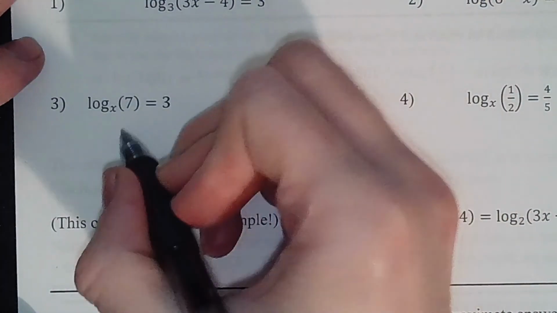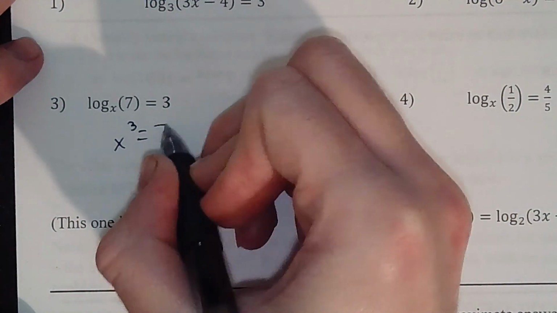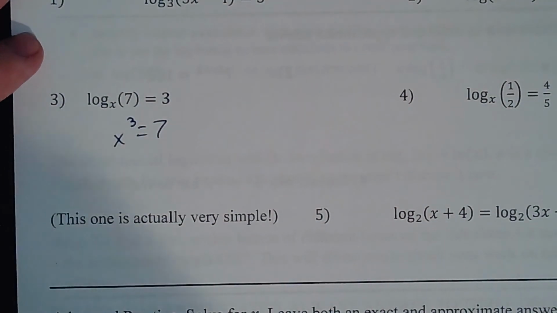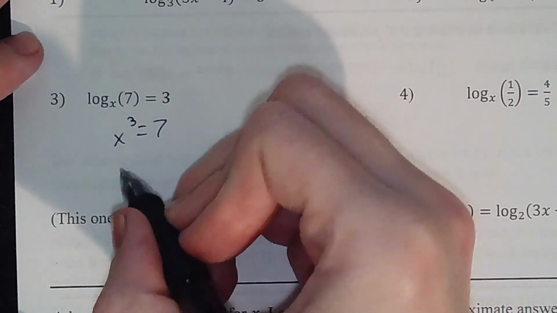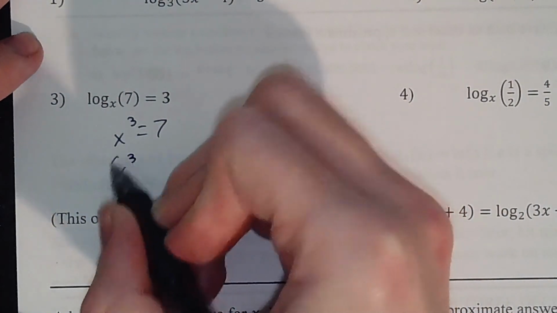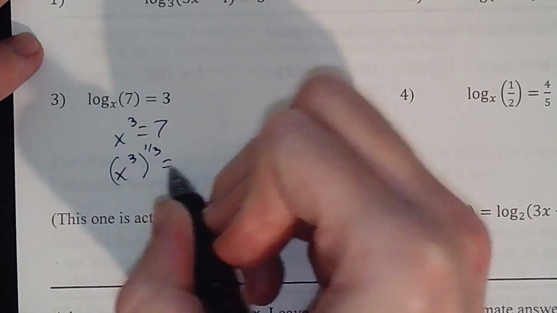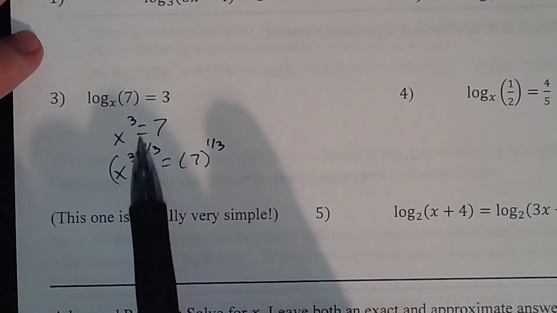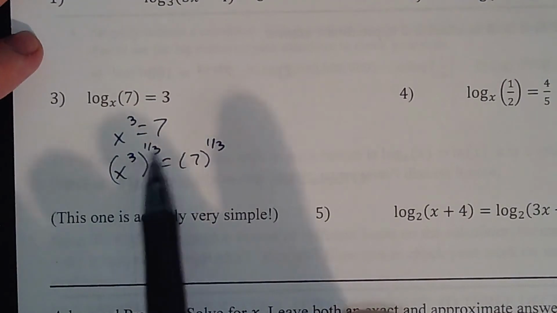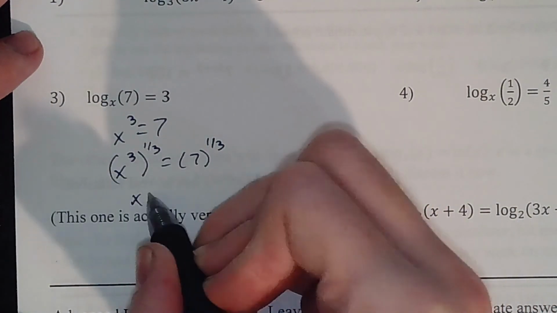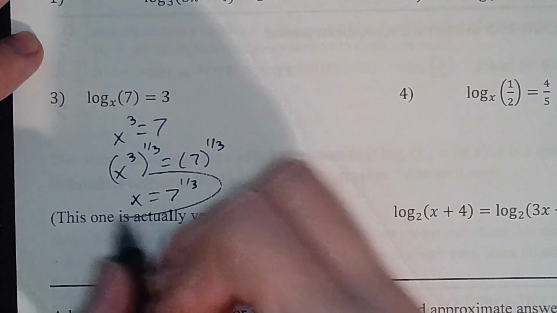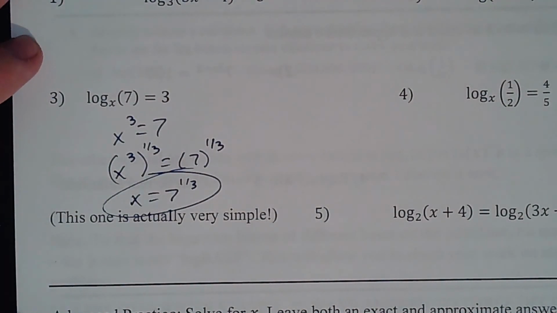X to the 3rd equals 7. This is a log loop. How do I solve this equation? You got to raise both sides to the 1/3 power. The concept is if I raise both sides to the 1/3 power, x to the 3 to the 1/3, 3 times 1/3 is 1. That will cancel out completely, and I'll just get x equals 7 to the 1/3. I could just plug that into my calculator and just circle it because that actually is an exact answer.